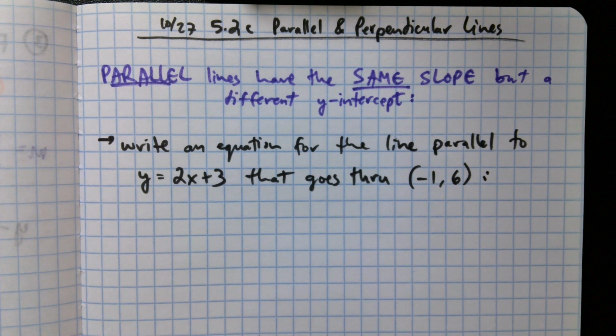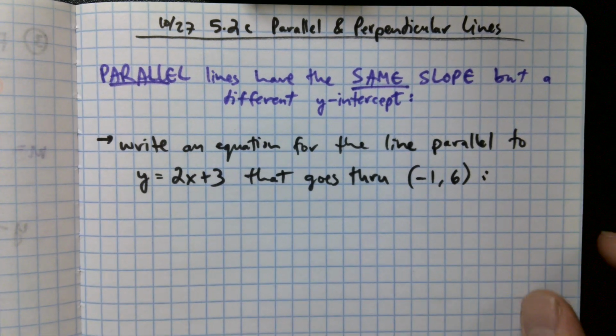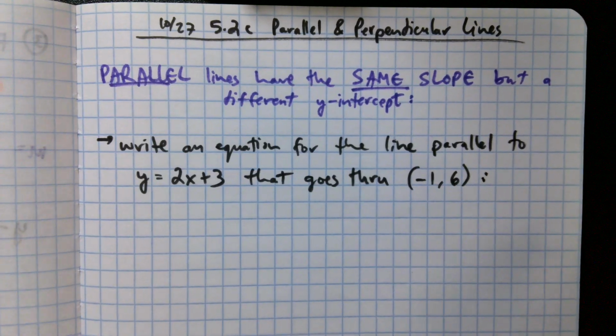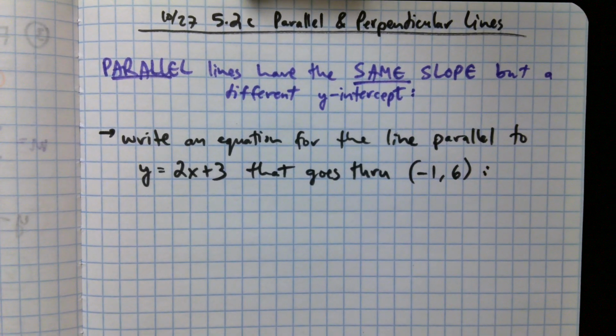Same slope, but they have a different y-intercept. If you look back at the lines from our warm-up, you'll see that they cross the y-axis in a different spot, but they are angled the same. They have the same exact slope.